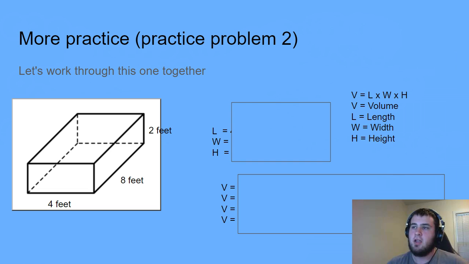Okay. Now we're ready to start on our second practice problem. Here our rectangular prism is 4 feet by 8 feet by 2 feet. So go ahead and pause the video and fill out the length, width, and height of this rectangular prism.